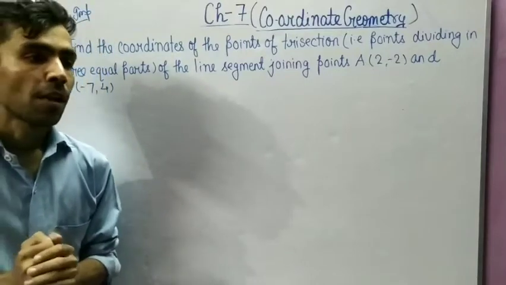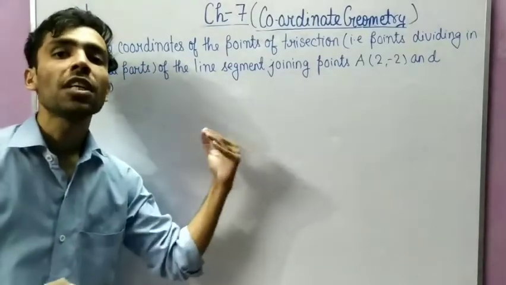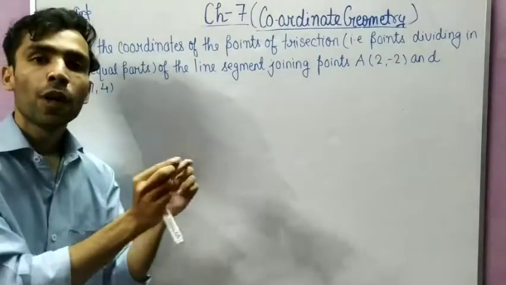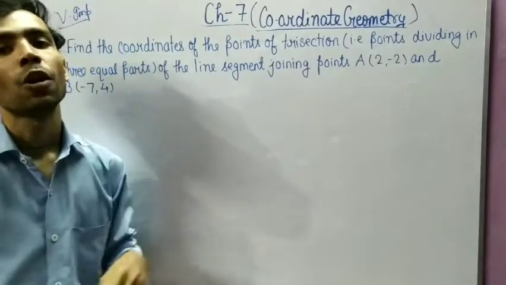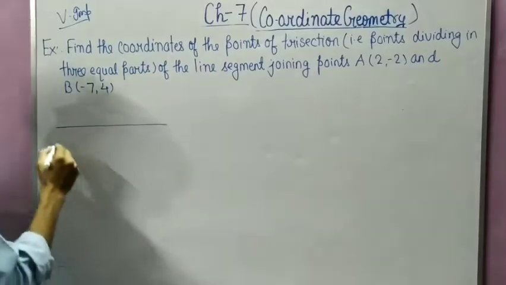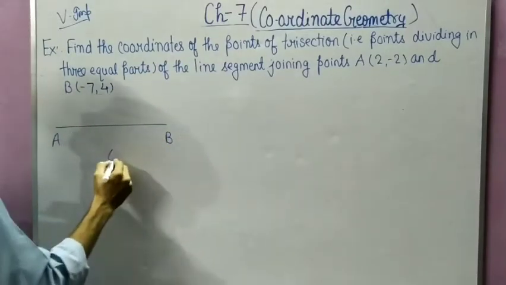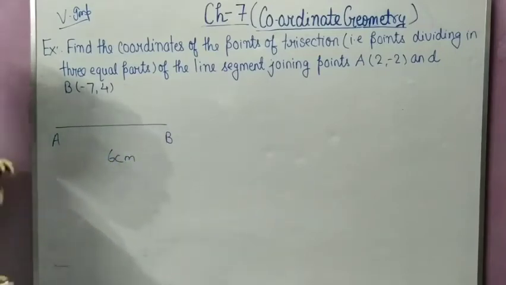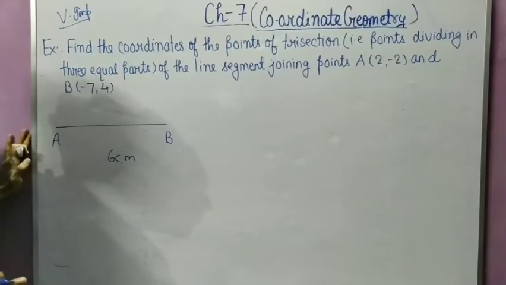So when a particular line segment is divided into 3 equal parts, the points which divide the line segment into 3 parts are known as points of trisection. For example, suppose I have a line segment AB, and the length of AB is 6 centimeters. Trisection means I have to divide AB into 3 equal parts.